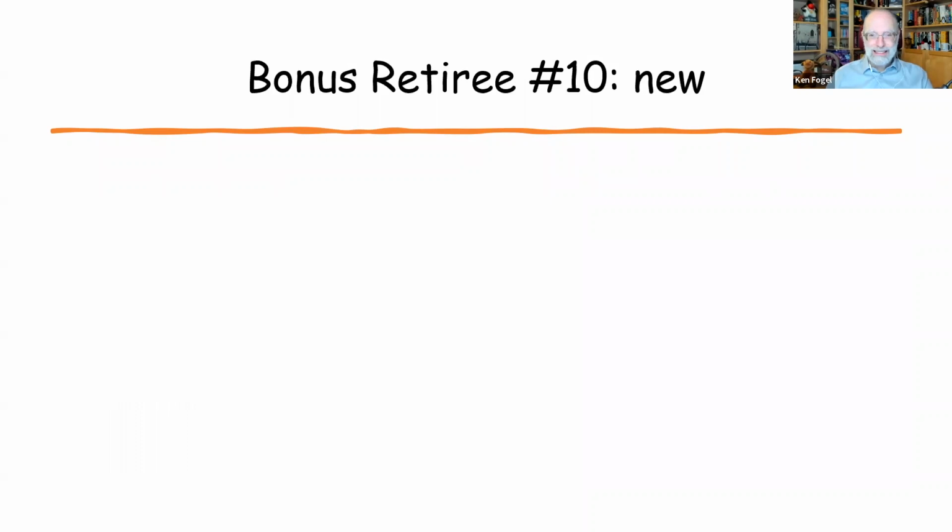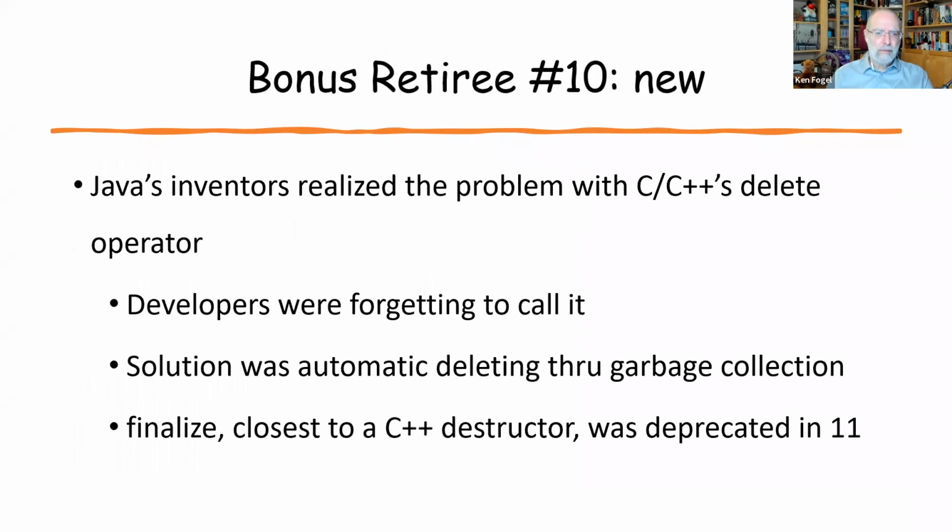New. This one always baffled me. So Java's inventors, James Gosling, a fellow Canadian, I've had the good fortune of meeting him, though I'm fairly certain he doesn't remember me at all, but that's okay. Java's inventors realized there's a problem with the delete operator. And that was that developers were forgetting to call delete.